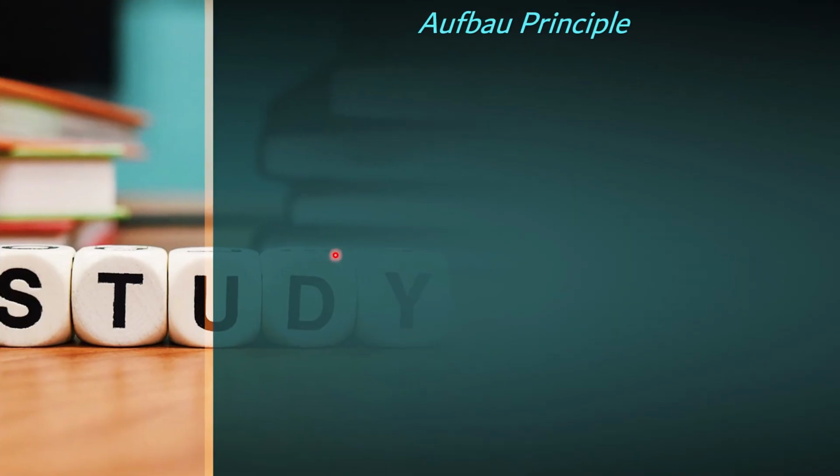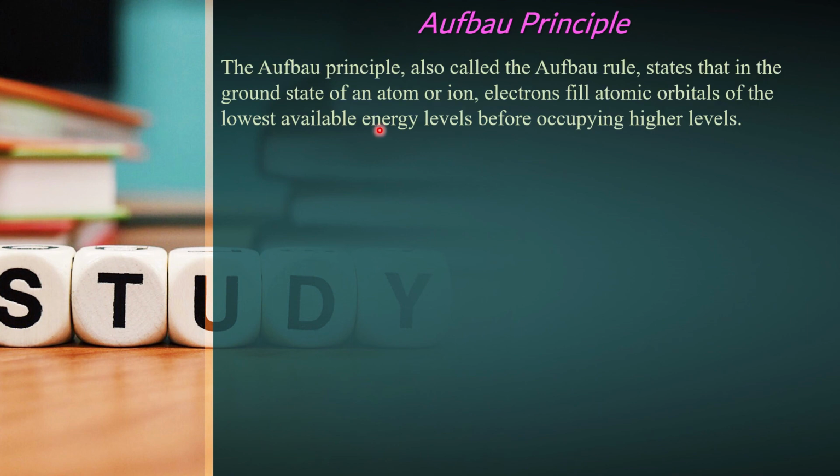Now our third principle, the Aufbau principle, is also called the Aufbau rule. It states that in the ground state of an atom or ion, electrons fill atomic orbitals of the lowest available energy levels before occupying higher levels.